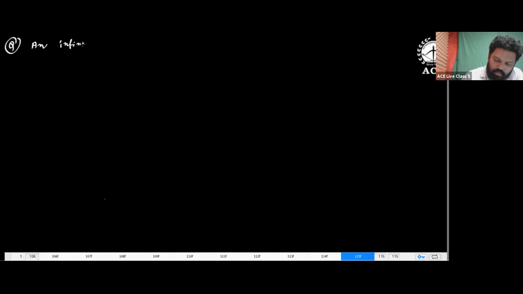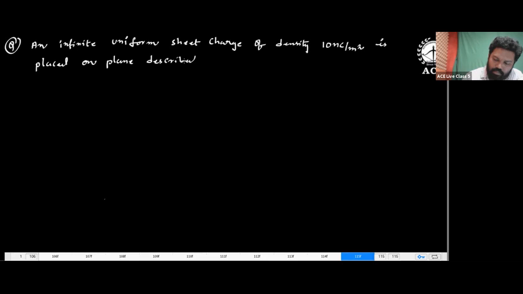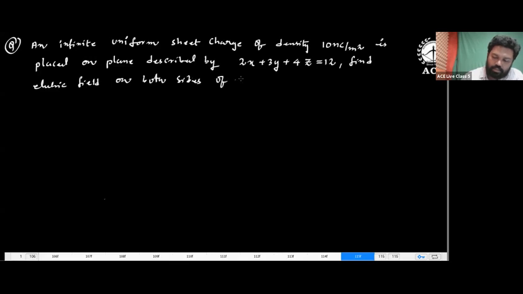An infinite uniform sheet charge of density 10 nanocoulomb per meter square is placed on plane described by 2x plus 3y plus 4z is equal to 12. Find electric field on both sides of sheet.